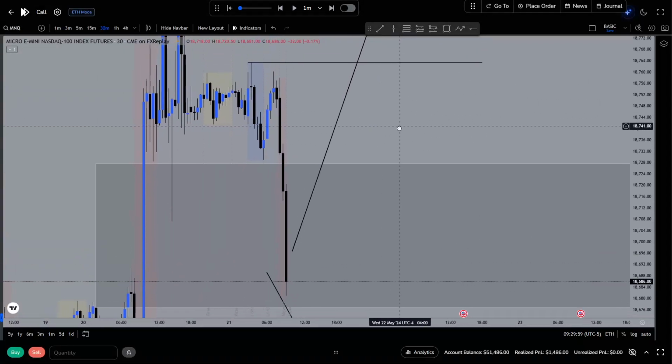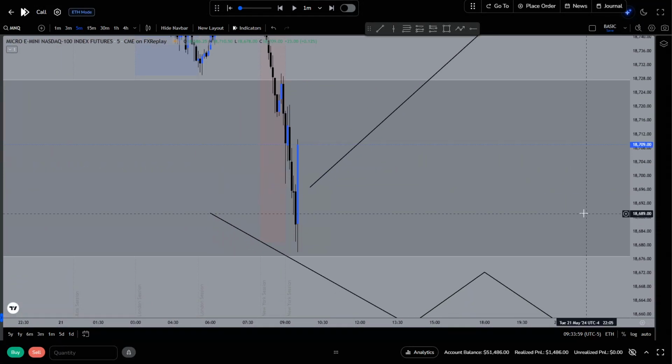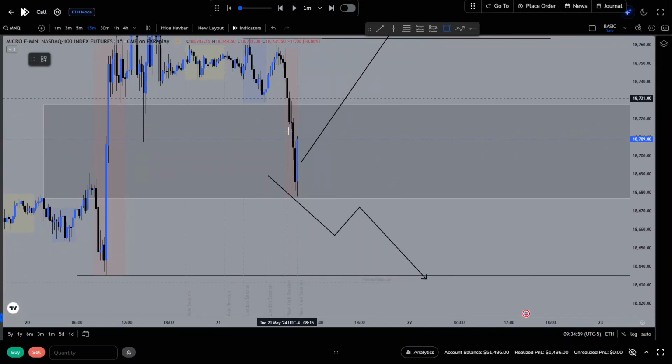All right, so let's just skip to see what happens. Okay, so already drawing up. We entered this 15-minute unfilled gap.